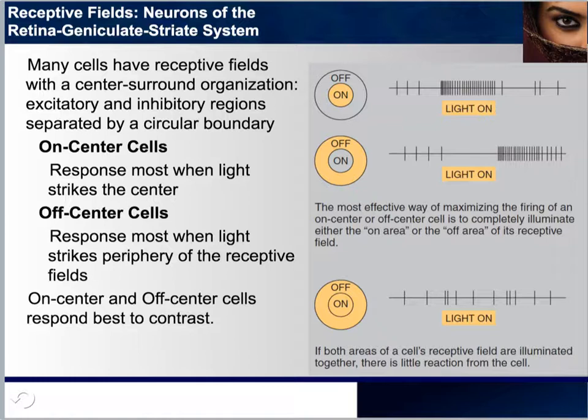The on-center and off-center cells respond best to contrast, and so we find that if we were to have both areas, off and on, of a cell's receptive field illuminated together, there would be little reaction from the cell. I want you to put this in perspective, and I want you to think as to what this means right here.